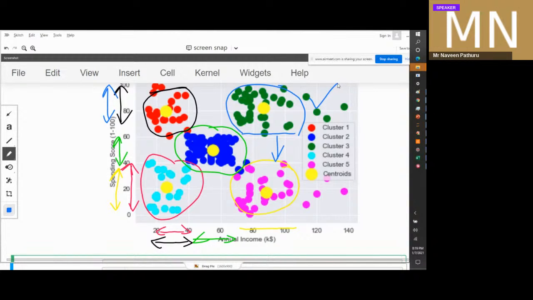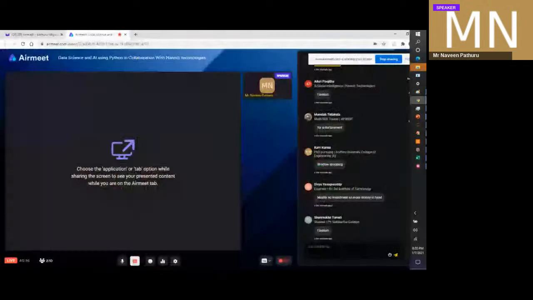Okay. Come to the black one or the red ones, the dark red ones. These are the groups. Their earnings are less. But what is happening? Their spending is more. Okay. Then come to this one, the light blues. What is special about them? They're earning less and spending less. And if you come here, these guys, they're earning more but they're spending less. Everybody with me, guys? Quick yes, please.